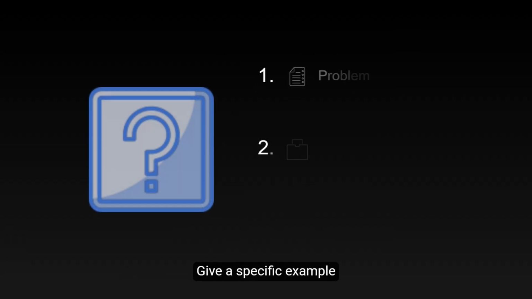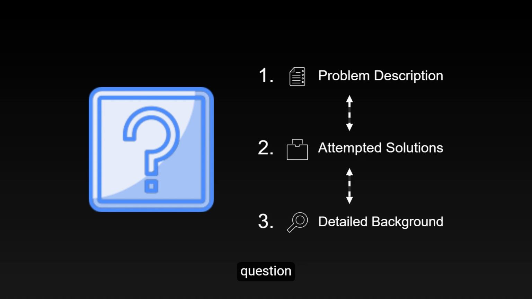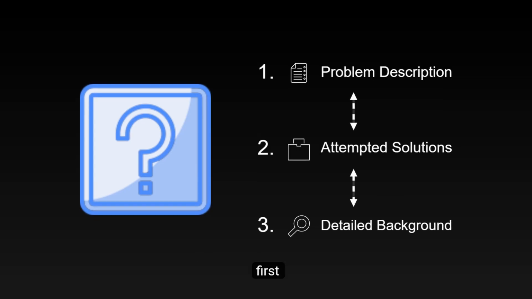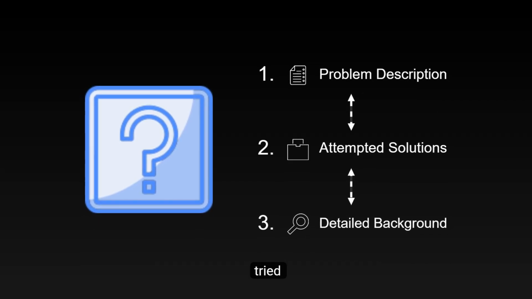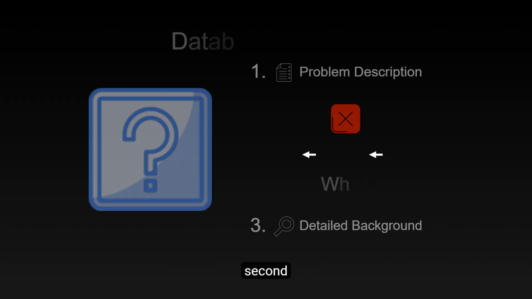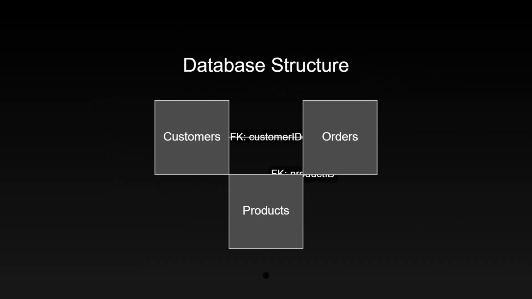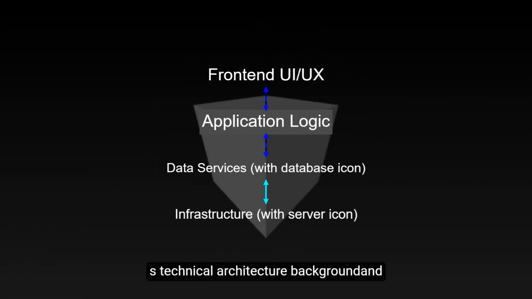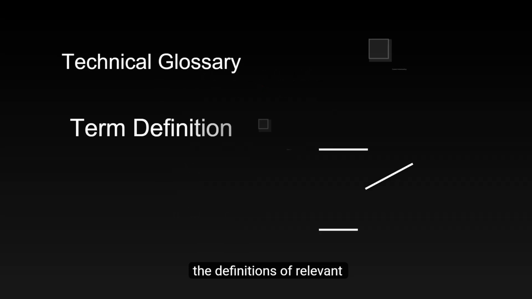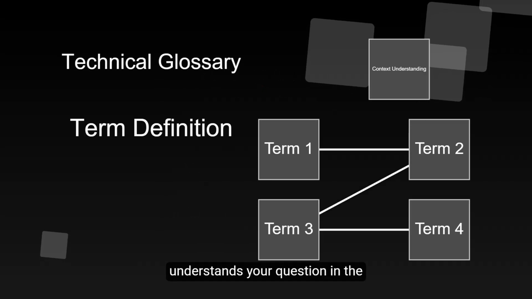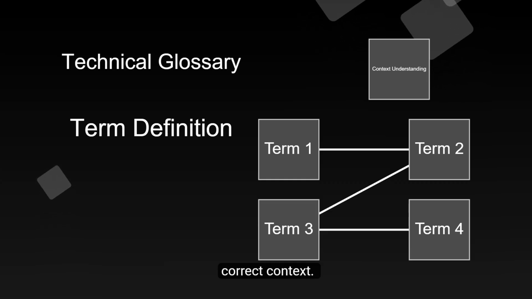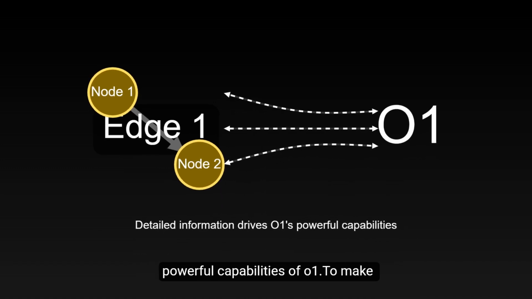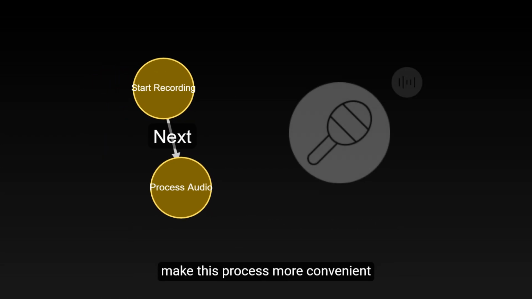Give a specific example. When you ask O1 an engineering question, do not simply describe the issue, but instead provide a comprehensive background explanation. First, detail the solutions you have already tried and why these solutions did not work. Second, provide the complete database structure, including relationships between tables, etc. Finally, explain the company's technical architecture background and the definitions of relevant technical terms to ensure O1 understands your question in the correct context. This detailed way of providing information may seem cumbersome, but it is key to leveraging the powerful capabilities of O1.